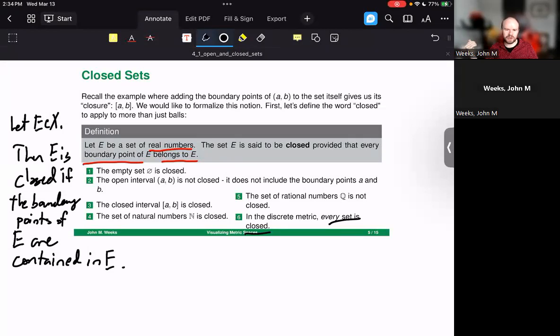So the empty set is closed. Every set in the discrete metric is closed. The open interval from a to b is not closed because a and b are boundary points, like we said, for this open interval. Whereas the closed interval going from a to b is closed. The set of natural numbers is closed because every point of the natural numbers is a boundary point, and there are no other boundary points. However, we said that the boundary points of the rational numbers include the irrational numbers, so the set of rational numbers cannot be closed.